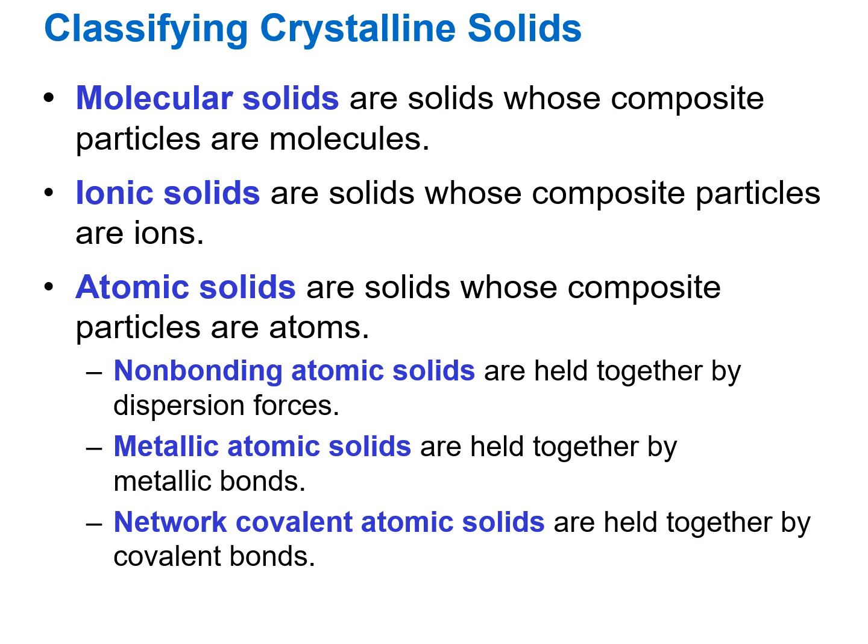Now, how those particles are held together gives rise to the next three subcategories. So we can have non-bonding atomic solids, and these are held together by dispersion forces. And you might remember that dispersion forces are the weakest of the intermolecular forces in that they are brief and fleeting. So we could have some of these crystalline structures held together with these non-bonding atomic forces, or as non-bonding atomic solids. Then we can have the metallic atomic solids that are held together by metallic bonds.